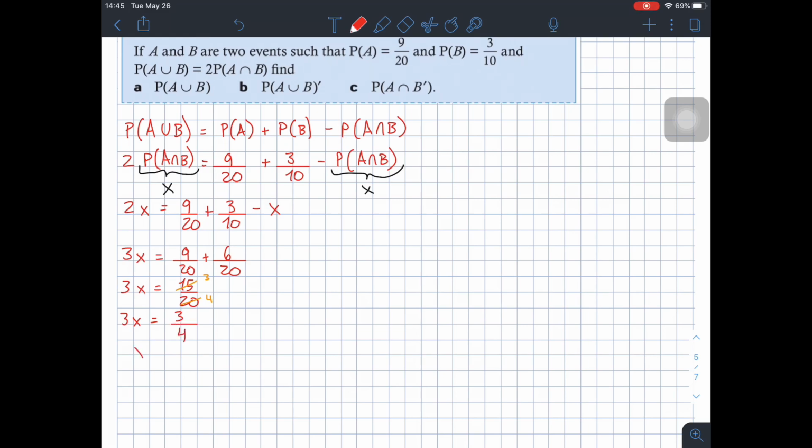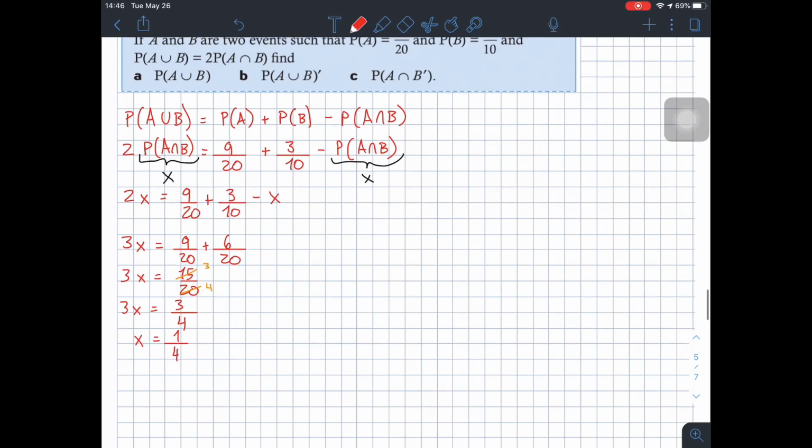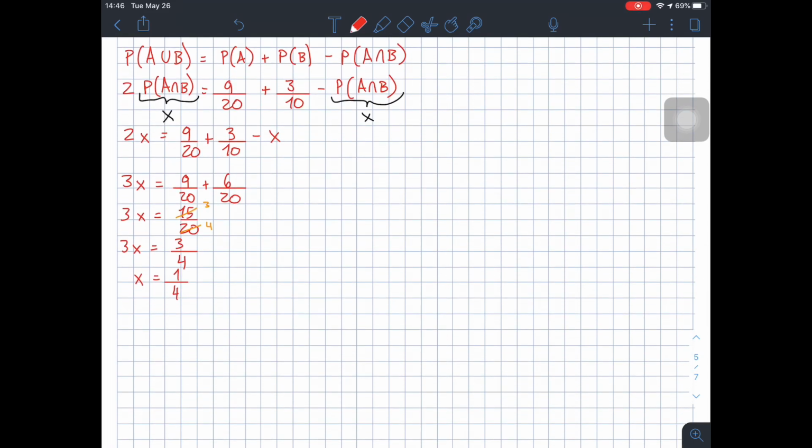So the value of x would be, if I take this 3 dividing down here, it would simplify with the 3 which is on top. So this would be 1/4, basically. So the probability of the intersection, which is what we called x, the probability of the intersection A and B is equal to 1/4.